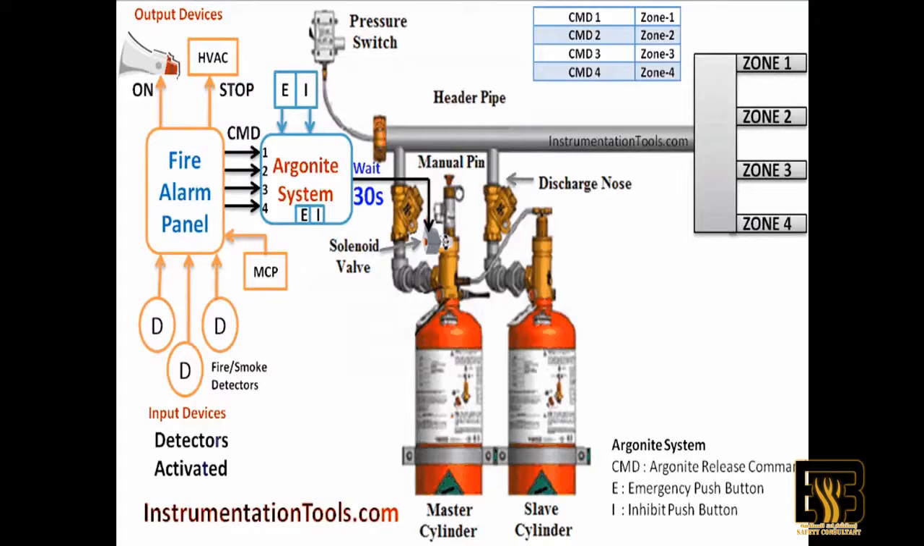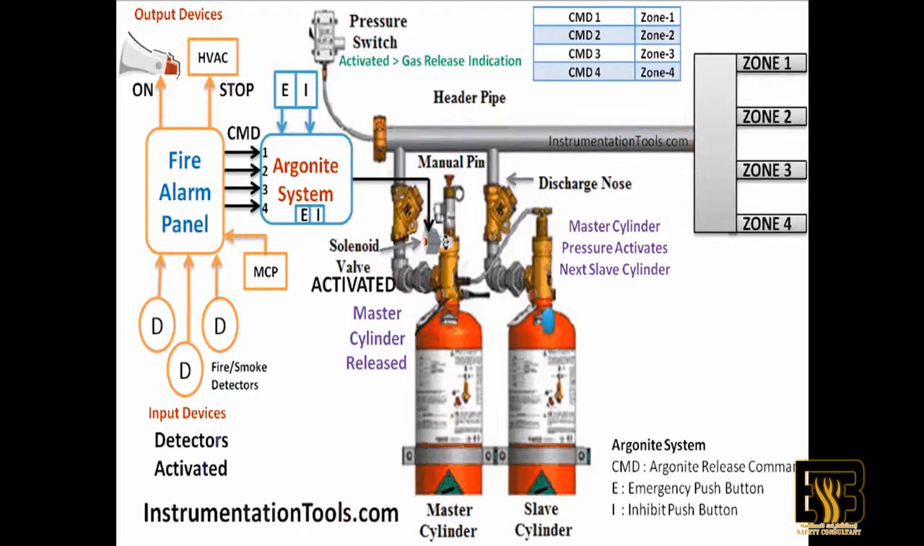The Argonite system waits for some time to release the Argonite cylinders. Typically the time will be from 30 seconds to 60 seconds. Sometimes we often receive a false fire smoke detector alarm. In that case we have to inhibit the Argonite release command. Inhibit means stop the action.